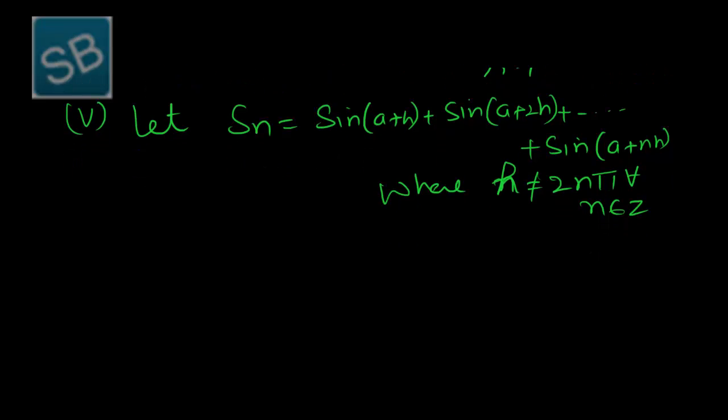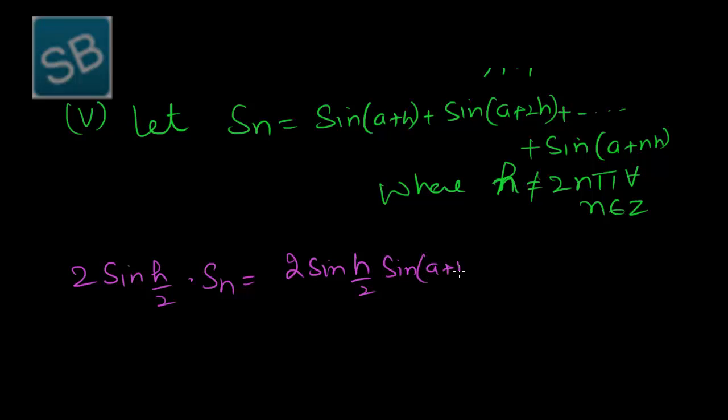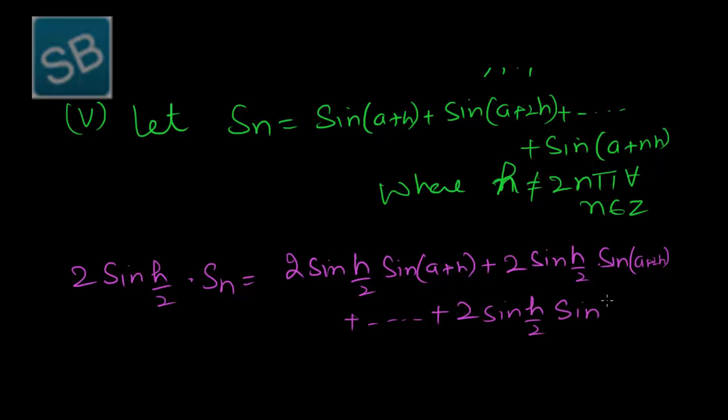The first step is always to multiply both sides by 2 sine h by 2. So we get 2 sine h by 2 into Sn is equal to 2 sine h by 2 into sine of a plus h, plus 2 sine h by 2 into sine of a plus 2h, plus so on, 2 sine h by 2 into sine of a plus nh.